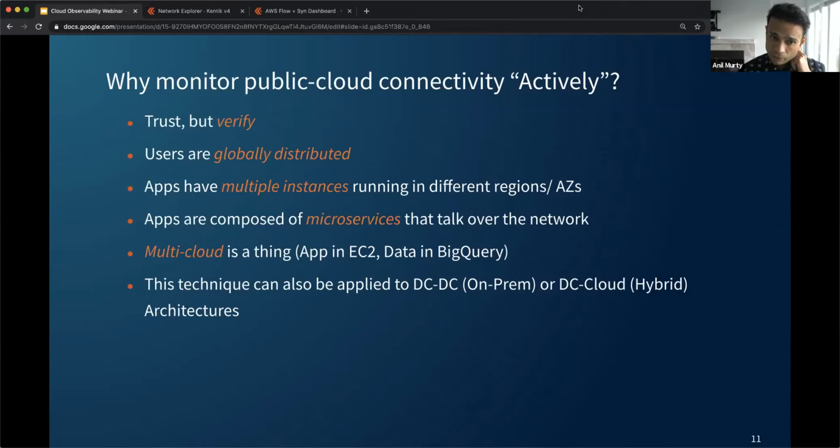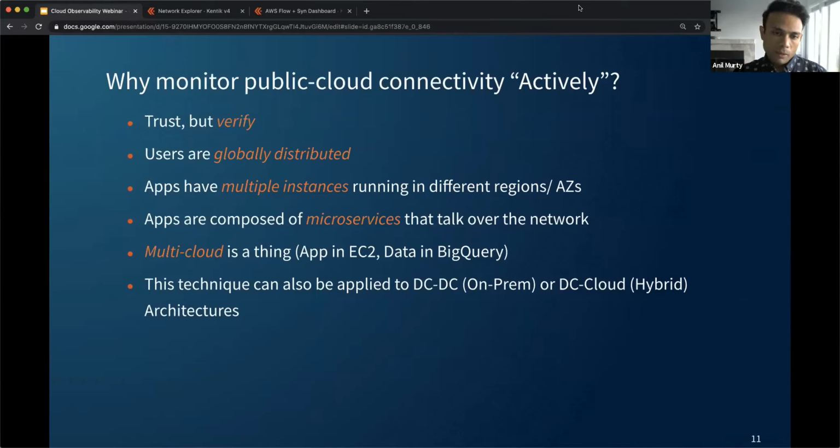And then the next couple of things are related to the transition that applications have been going through in the last decade or two. Applications are no longer monolithic, meaning gone are the days where you had a single Java application that would talk to a database. Now most applications have at least a few instances, and if you're running them in clouds, they're typically deployed, replicated across multiple regions.